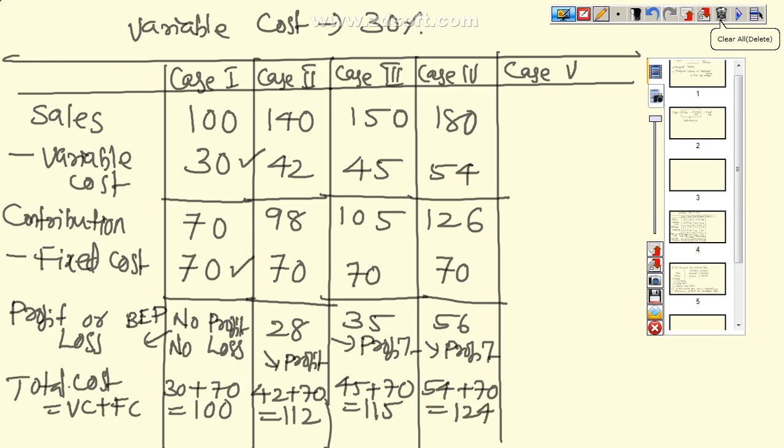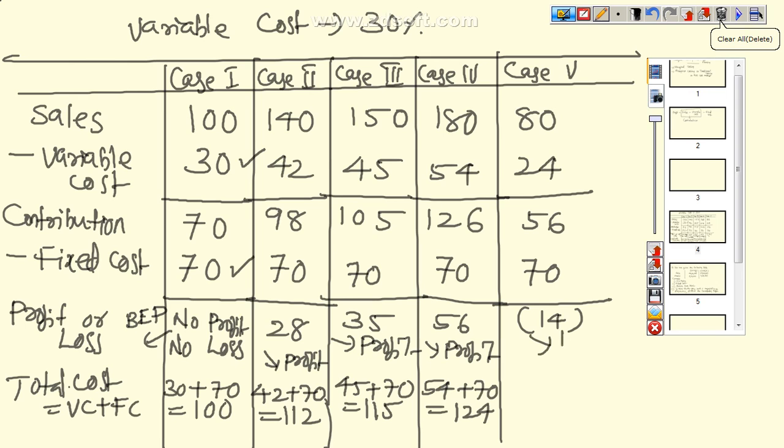Now here total cost is equal to 54 plus 70 is equal to 124. Now I am decreasing my sale, that is equal to 80. 30% of 80 is equal to 24. Contribution 56. Now 70 again I have to deduct to calculate profit or loss. Here I am getting a loss of 14. Now this is my loss. Total cost is equal to 24 plus 70 is equal to 94.